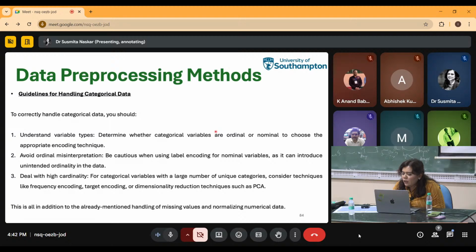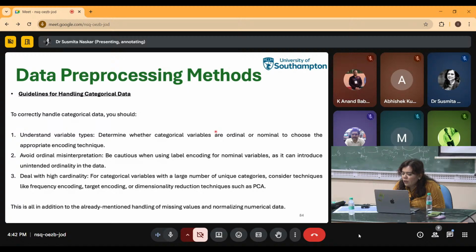Then you also have to be very careful about ordinal misinterpretation. You have to be careful when applying label encoding to nominal variables, because since it assigns numbers to categories, it can introduce a false sense of hierarchy when none exists. And dealing with high cardinality is also very important, because variables with large numbers of unique categories can make the encoding tricky and increase the dimensionality.